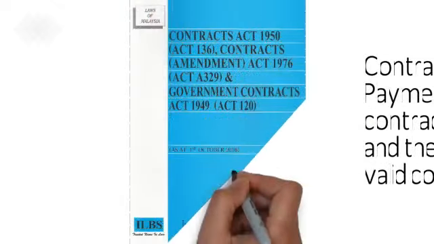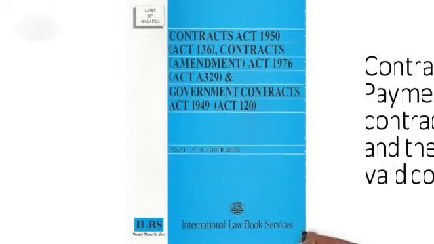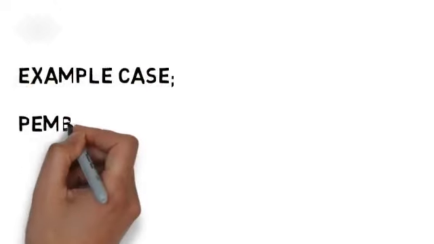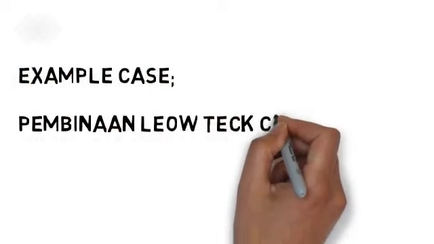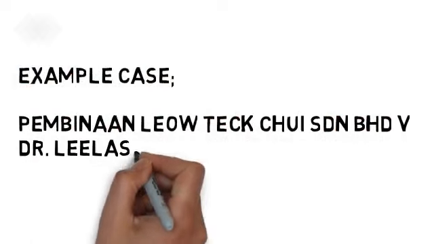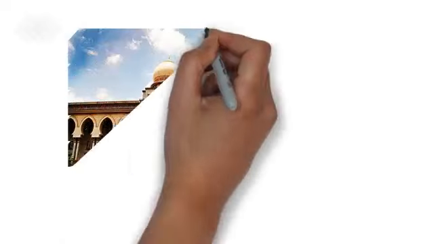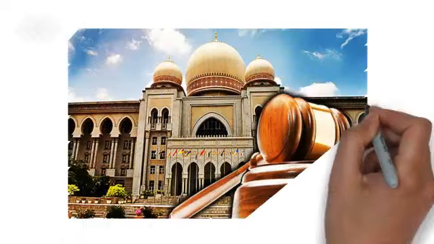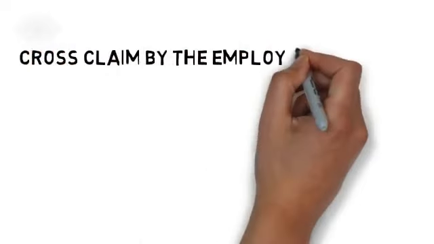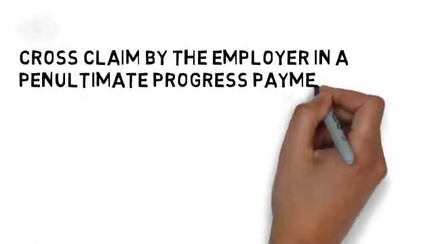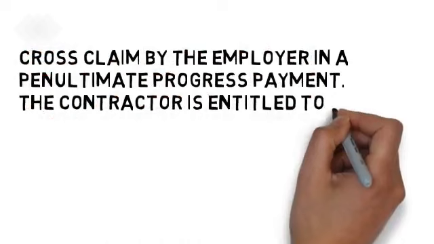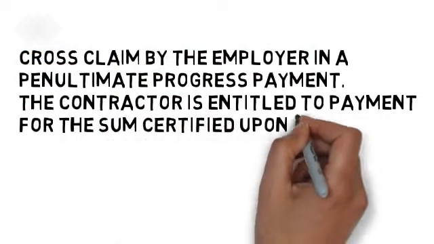All the standard forms provide for an interim certificate to be issued by the architect or superintending officer before payment is made. For example, in the case of Pembinaan Leo Tek Choi Sdn Bhd versus Dr. Lilas Medical Center Sdn Bhd, using the PAM form of contract, it was held that the employer cannot refuse to pay the amount stated in the interim certificate issued, which had included some defective work.